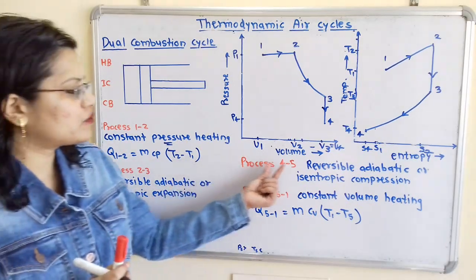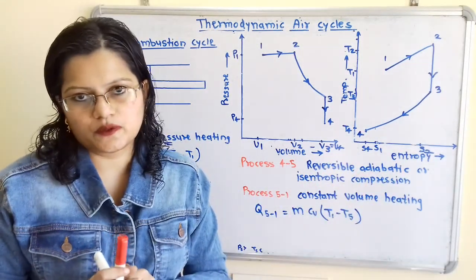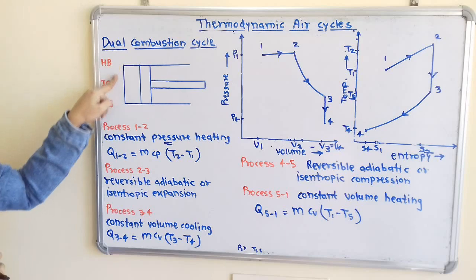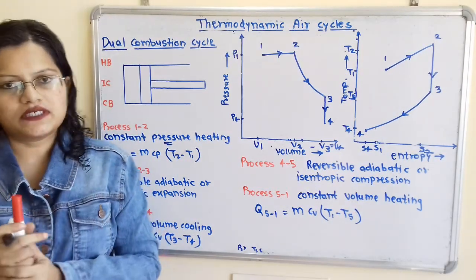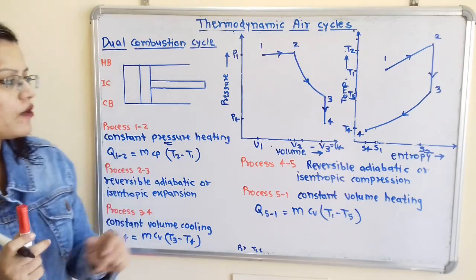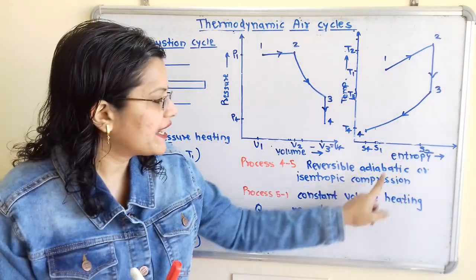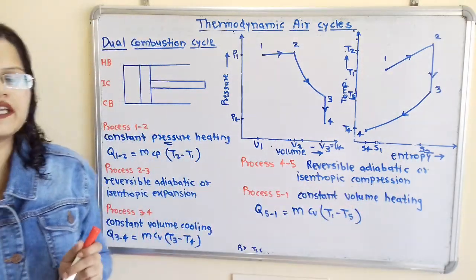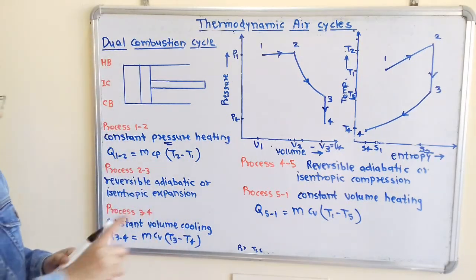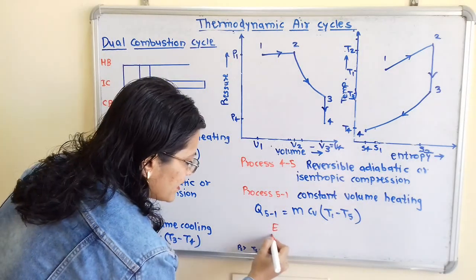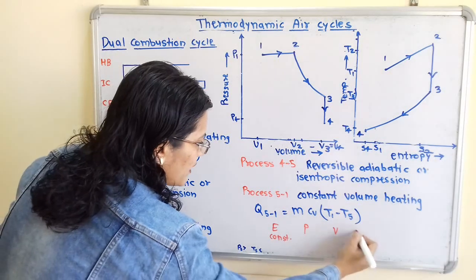So process 4 to 5. Here reversible adiabatic or isentropic compression process. Insulated cap is brought in contact with the bottom of the cylinder and the compression process is taking place. Now we will observe what is the effect of compression on pressure, volume, temperature, because here entropy remains constant because no heat is added or rejected during this process. So we will show here the constant entropy, that is I will show S constant.